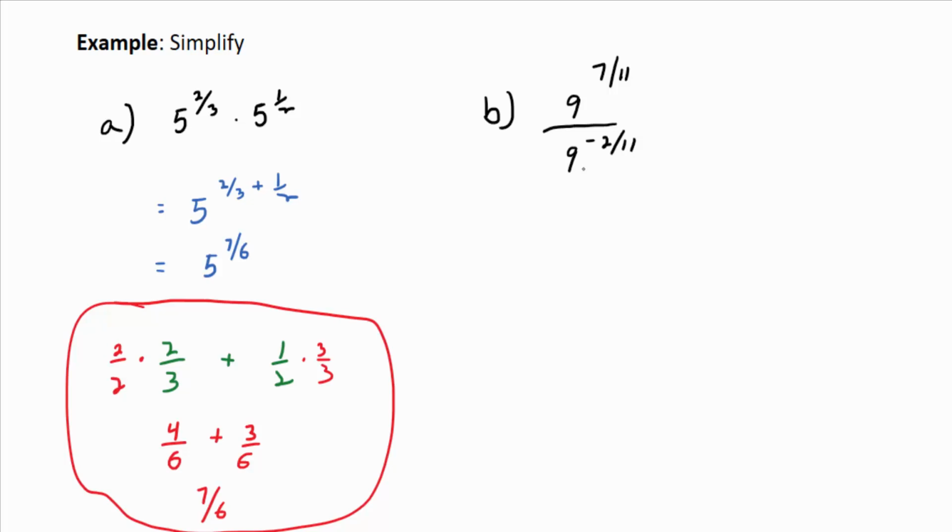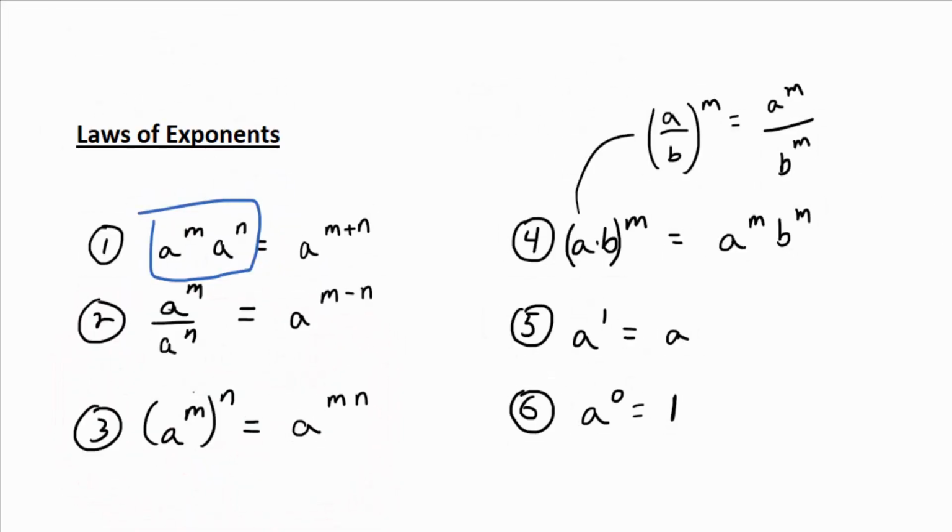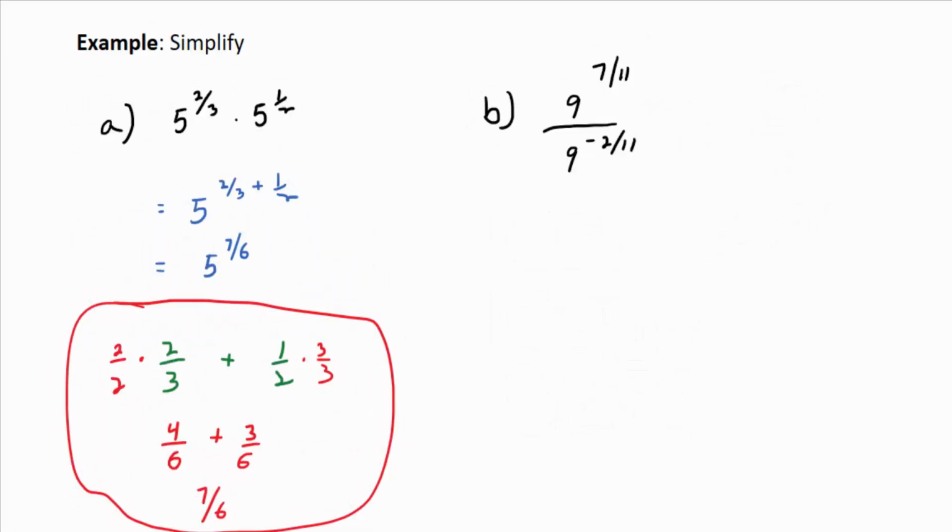In part B, we have 9 to the 7/11 divided by 9 to the negative 2/11. Which of the rules up here applies? Rule number 2, right? We're dividing like bases, so we keep the base and subtract the bottom exponent from the top exponent to get our new exponent. What's the base in this case? 9, and we can take 7/11 minus the negative 2/11 as our new exponent. But what happens when you subtract the negative? You end up adding.